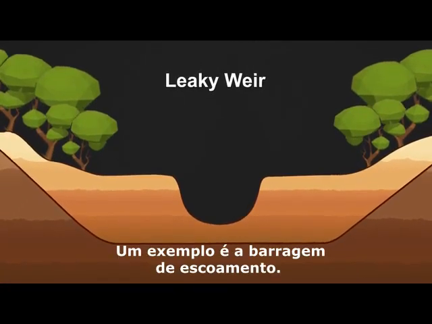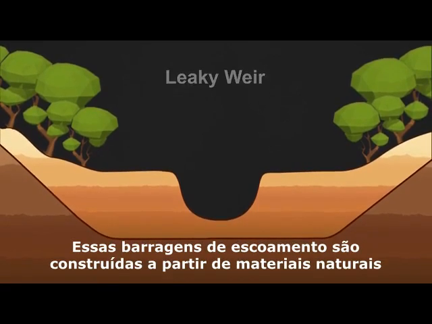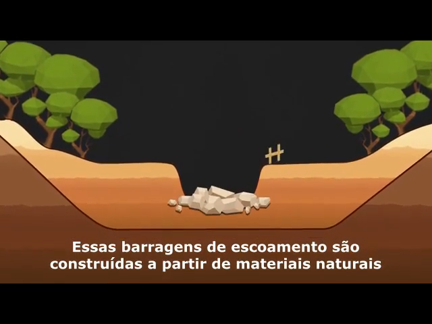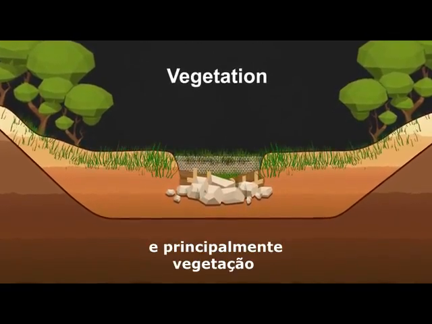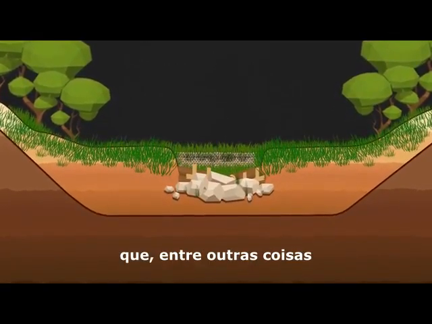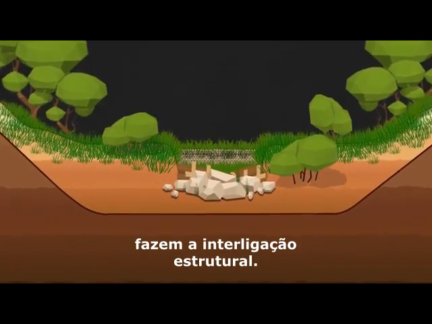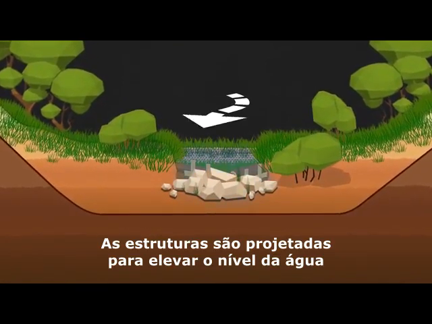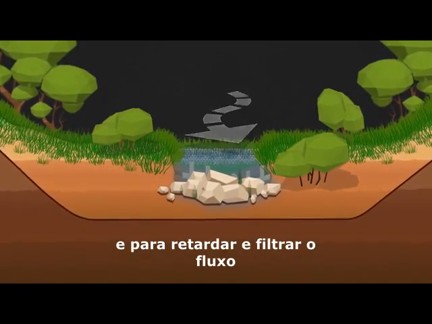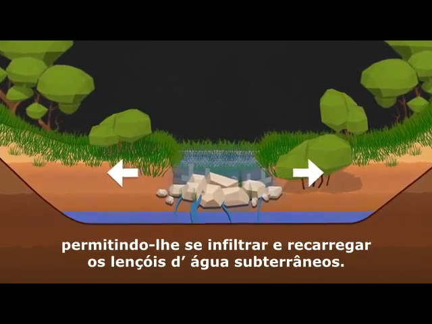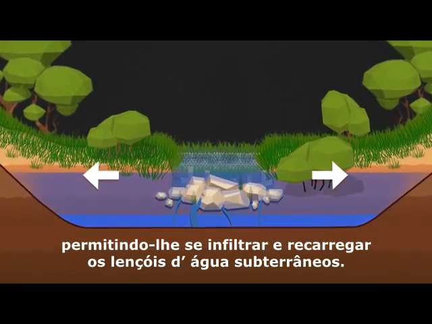One example is the leaky weir. These leaky weirs are built from natural materials such as rocks, logs, soil, and importantly, vegetation, which among other things binds the structures together. The structures are designed to raise the water level of the stream and to slow and filter the flow, giving it a chance to infiltrate and recharge the groundwater.